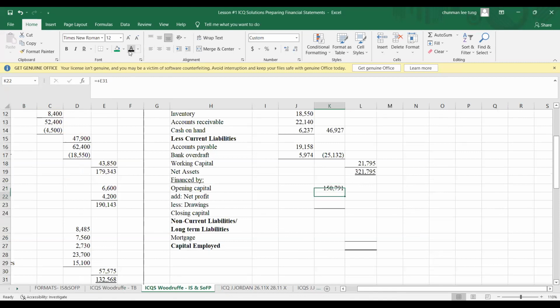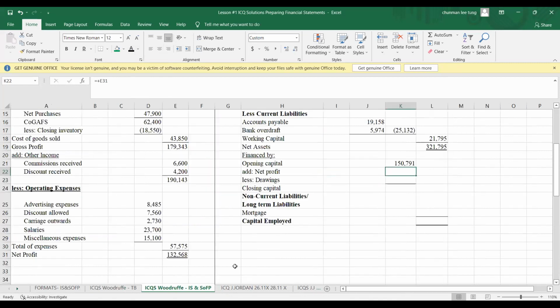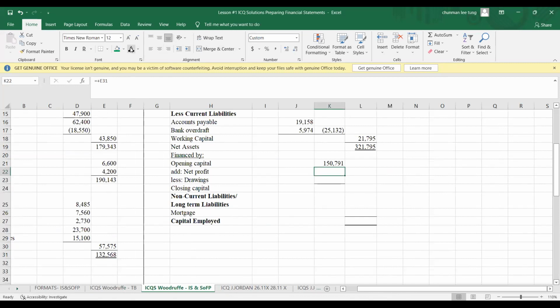150,791. We're adding our net profit, and where was our net profit figure? From our income statement, 132,568. We're bringing it in here, 132,568. We less our drawings, which is in our trial balance, 4,364, to get our closing capital, and we're placing it in our third column, 278,995.